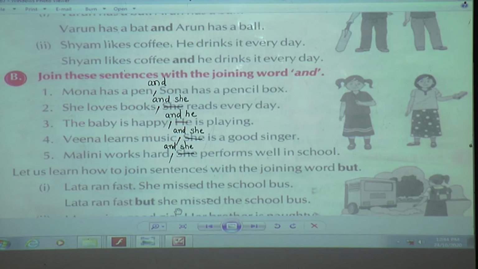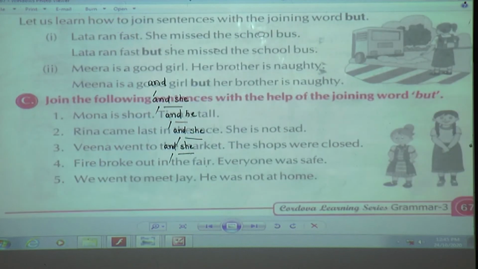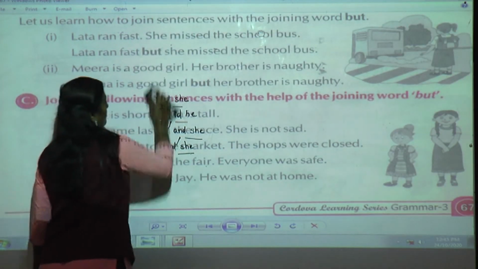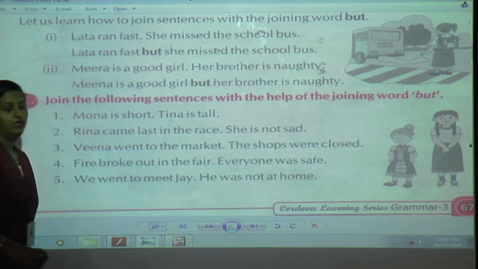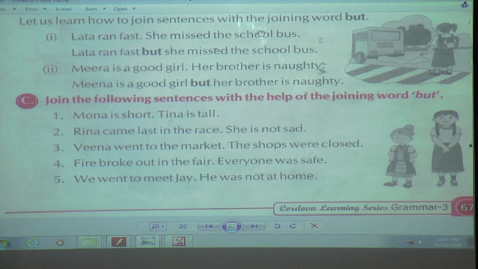Let us learn how to join sentences with the joining word but. Here also same rules what we have done for and. I'll move on, students. Okay. Conjunction but, both the sentences are totally opposite to each other. Let us learn how to join sentences with the conjunction but.